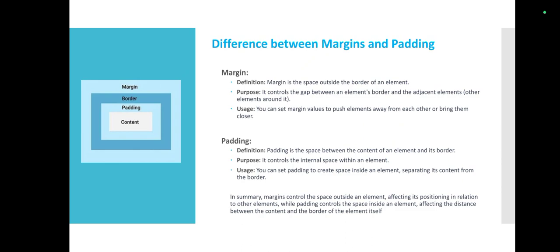On the other hand, padding is a space between the content of an element and its border. Its purpose is to control the internal space within an element. Its usage is to set padding to create space inside an element, separating its content from the border. In summary, margin controls the space outside an element affecting its positioning in relation to other elements, while padding controls the space inside an element affecting the distance between content and the border of an element itself.